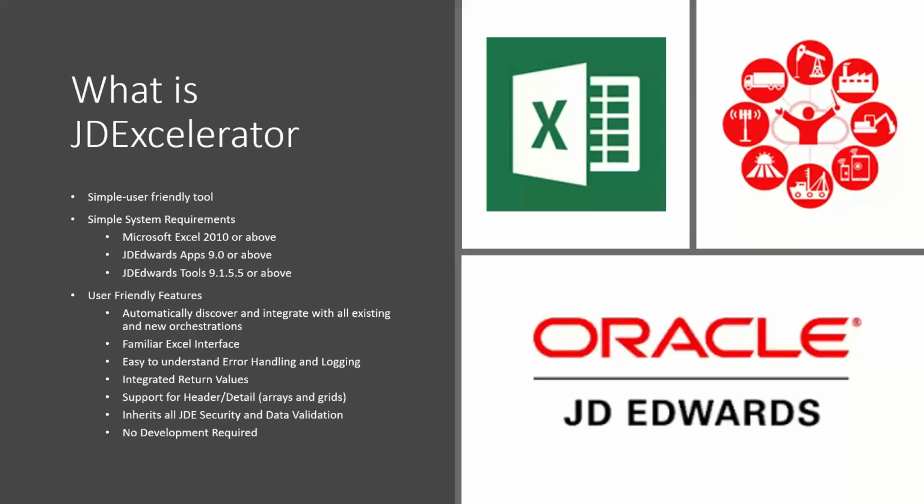The first one is that it will automatically discover and integrate with all of your existing orchestrations and any new orchestrations. So when you use the JDExcelerator, it is completely integrated with Orchestrator and AIS. As soon as a new orchestration is created, it is available for you to call and use from within Excel. It has built-in error handling and logging.